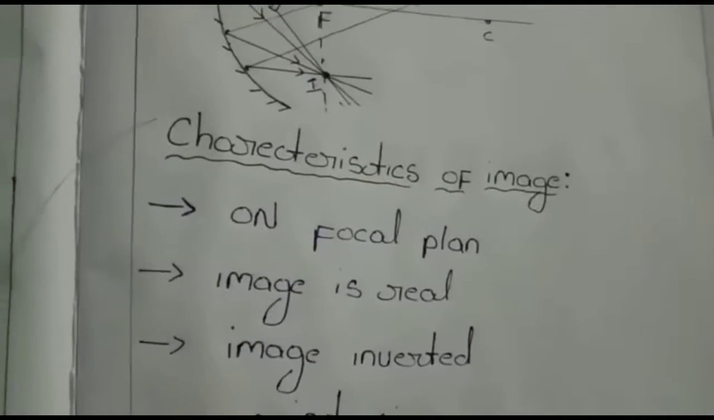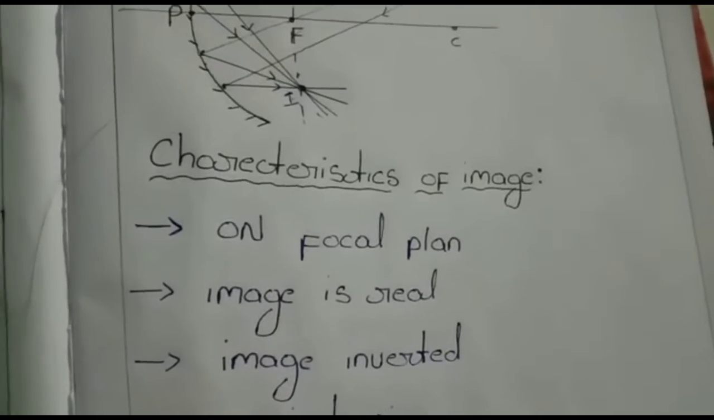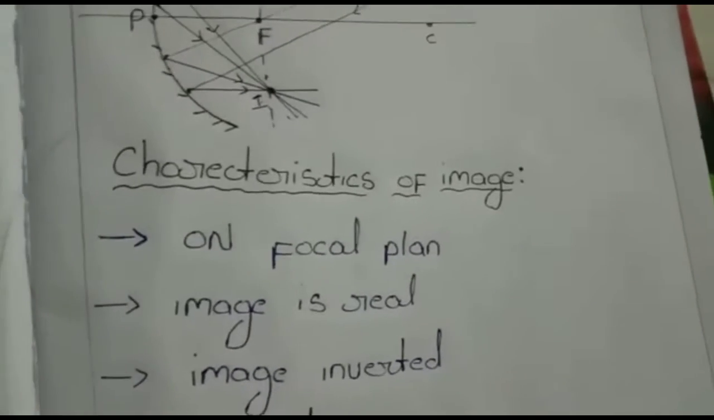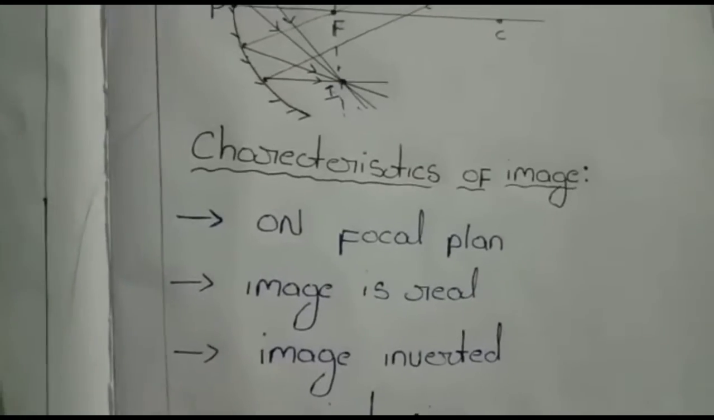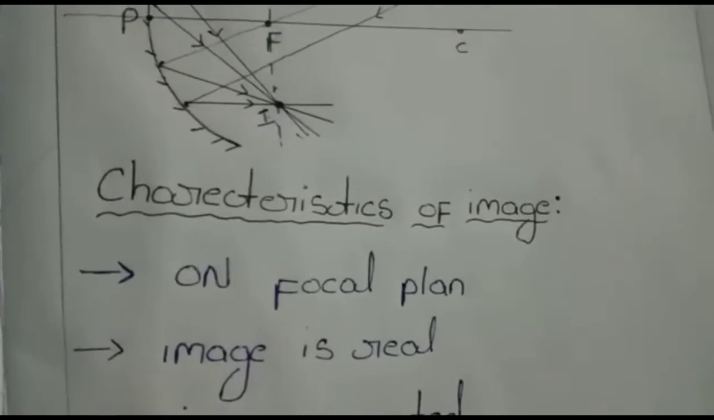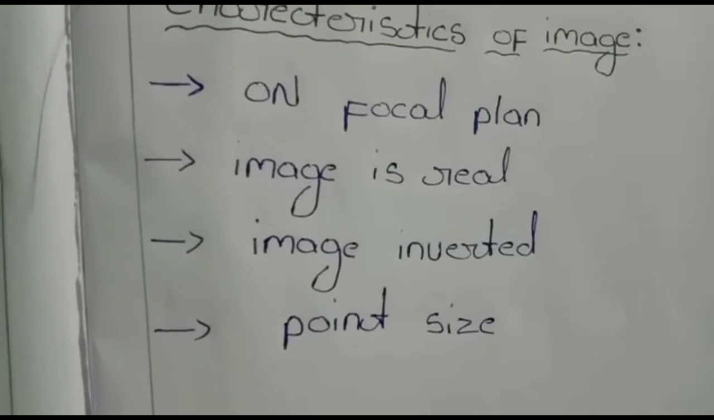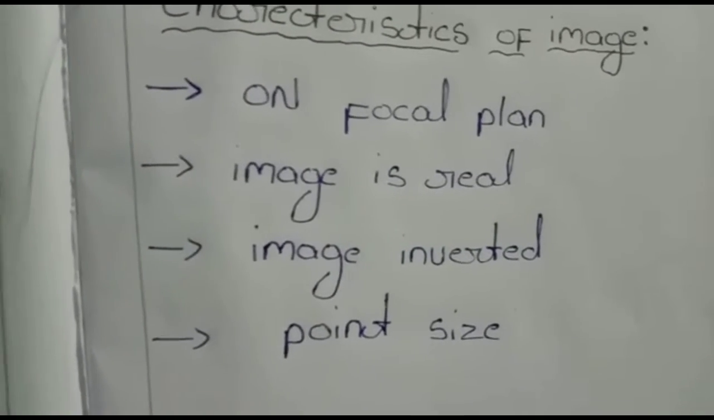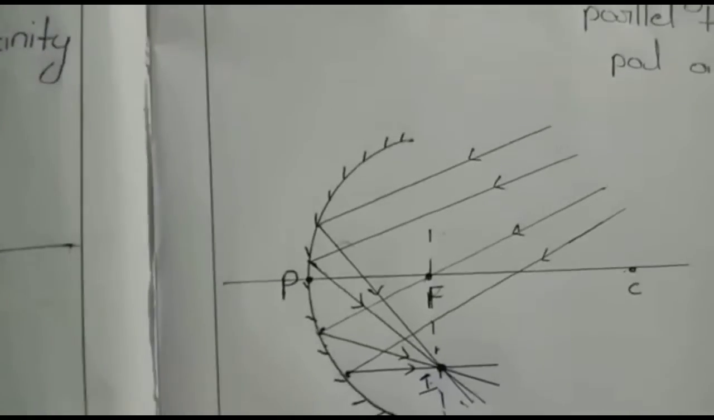Now we can know the characteristics of this image. The image is formed at the focal plane. Next, the image is real. Third, the image is inverted. What is the size of the image? The image size is point size. This is the second position of the object, friends.